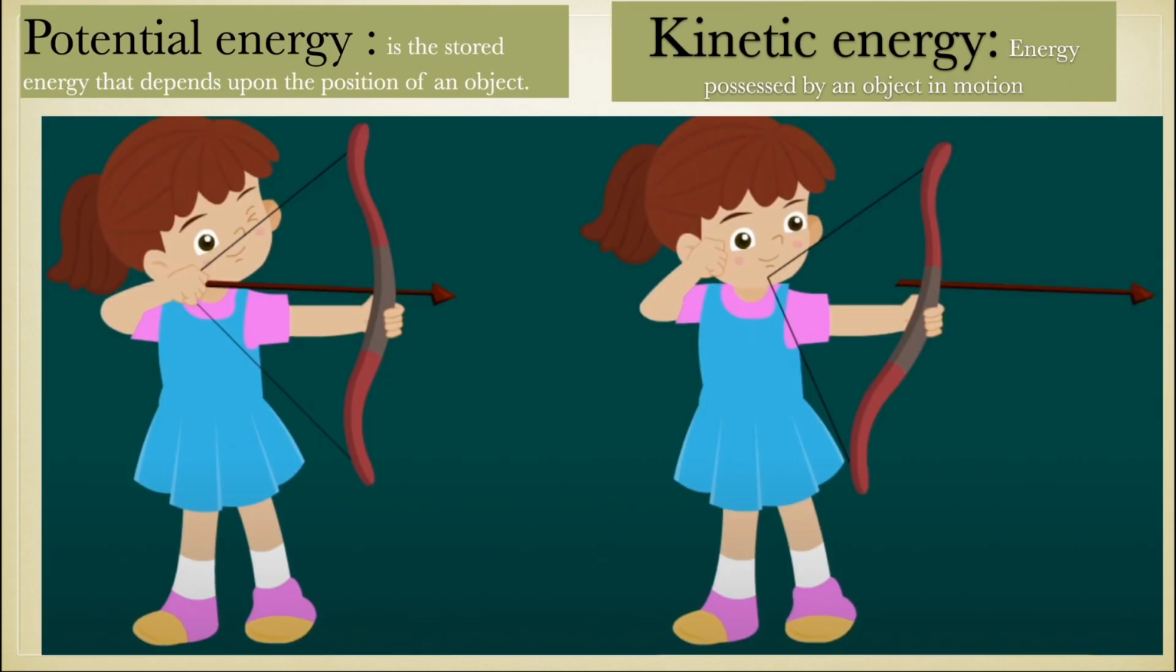Okay, what's potential energy? Potential energy is the stored energy that depends upon the position of an object. What's kinetic energy? Energy possessed by an object in motion. Let's see more example pictures to understand potential and kinetic energy.